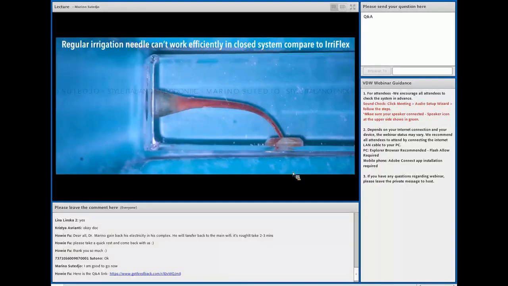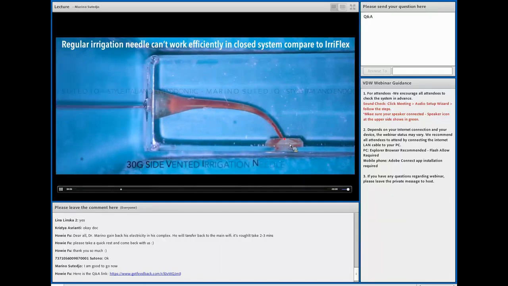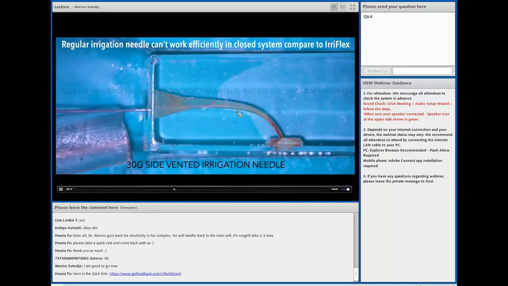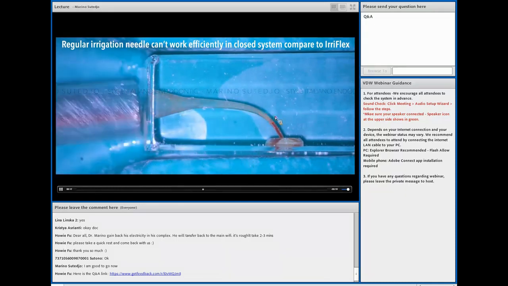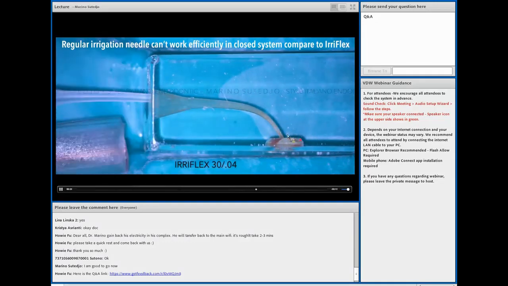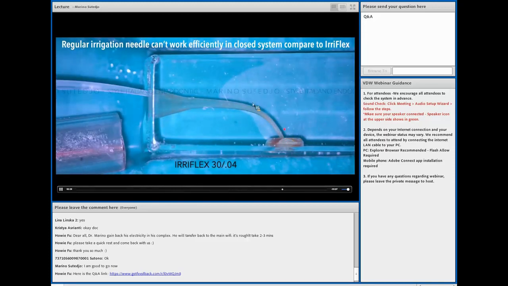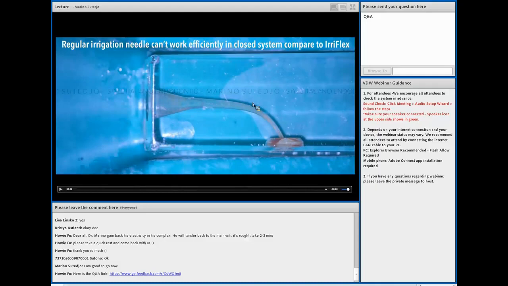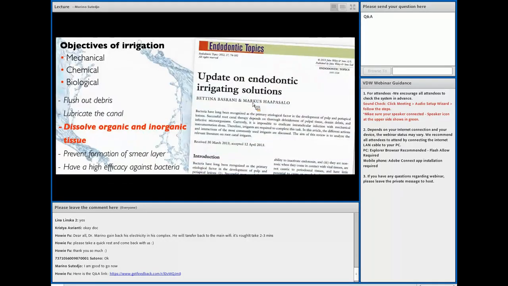This is quite important because, for example, I try to close this block with some composite so it will react as a closed system, and I'm going to use my 30G irrigation needle made from metal. As you can see, I can hardly reach the apex, and I cannot clean this apical area because it is a closed system. But if I use Iriflex, since it easily reaches the apex, you can see it is easy to remove the debris in the apical area, even though it is still a closed system. So that's why it is important for us to understand that the depth and the size of our irrigation needle are crucial, because they decide the efficiency of our irrigation protocol.